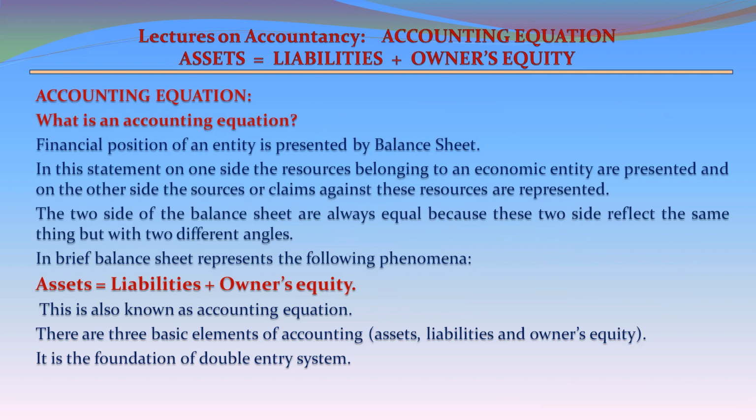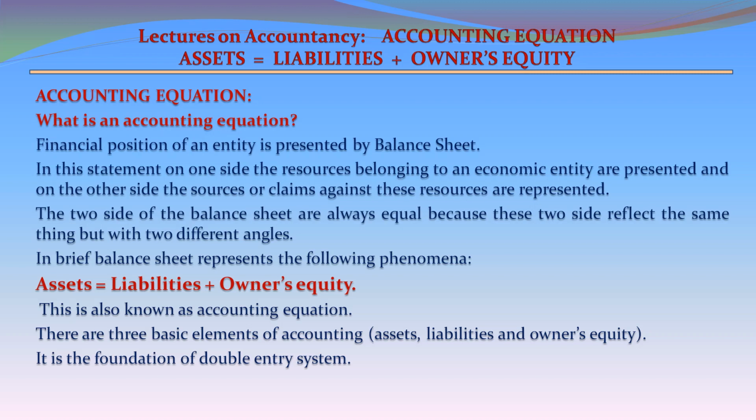Financial position of an entity is presented by the balance sheet. In this statement, on one side, the resources belonging to an economic entity are presented, and on the other side, the sources or claims against these resources are represented. The two sides of the balance sheet are always equal because they reflect the same thing from two different angles. In brief, assets is equal to liabilities plus owner's equity. This is also known as the accounting equation.